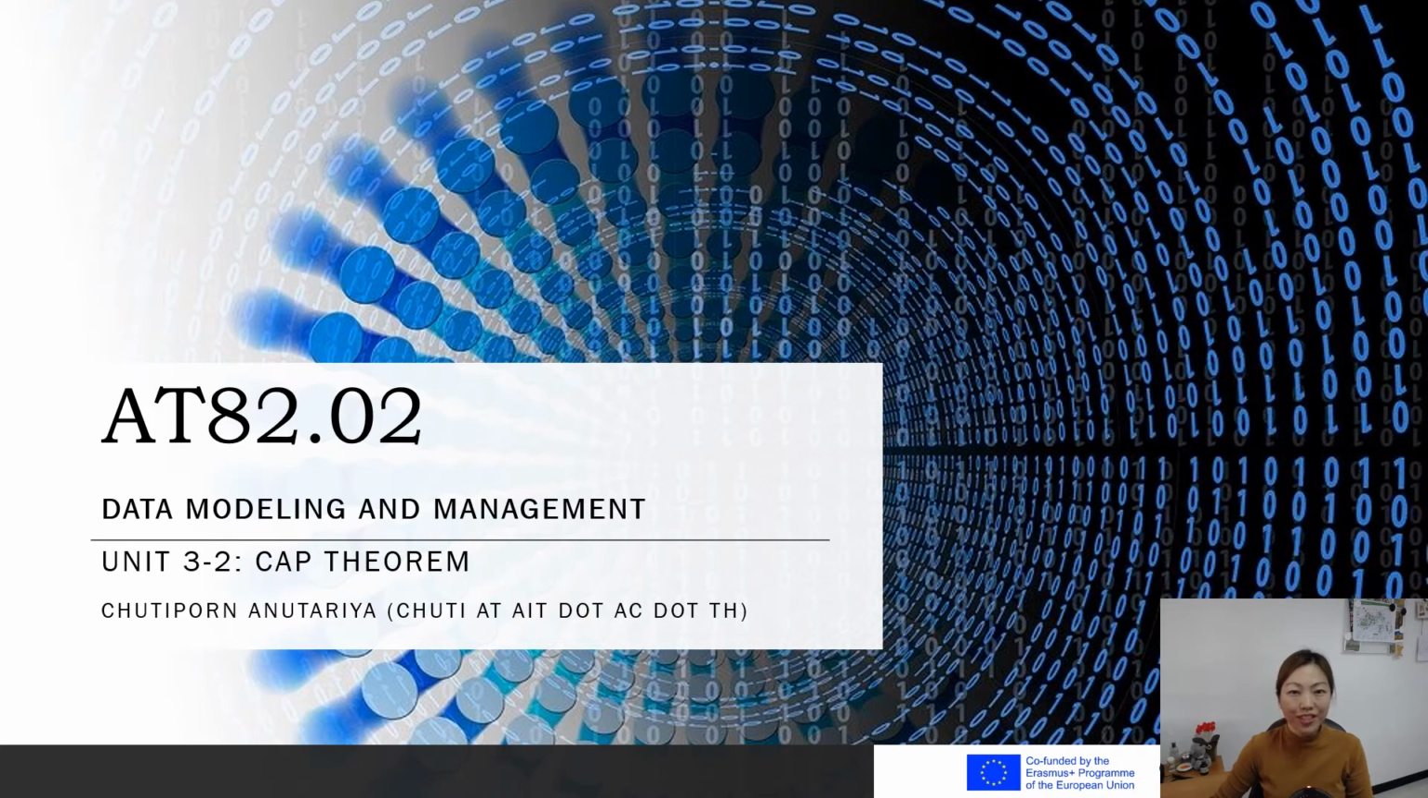Hello, welcome to the course Data Modeling and Management. We are in the topic of data distribution, and in this lecture, I will discuss the CAP Theorem.